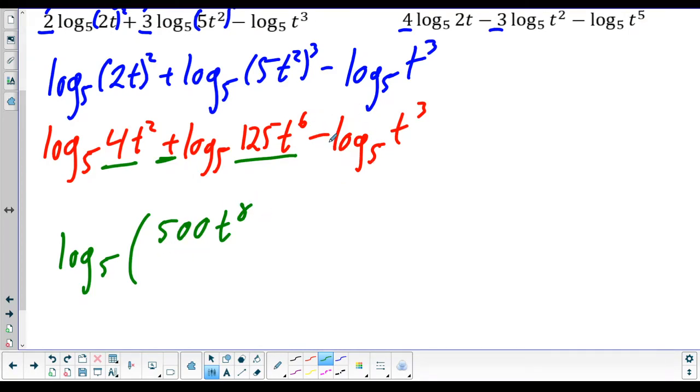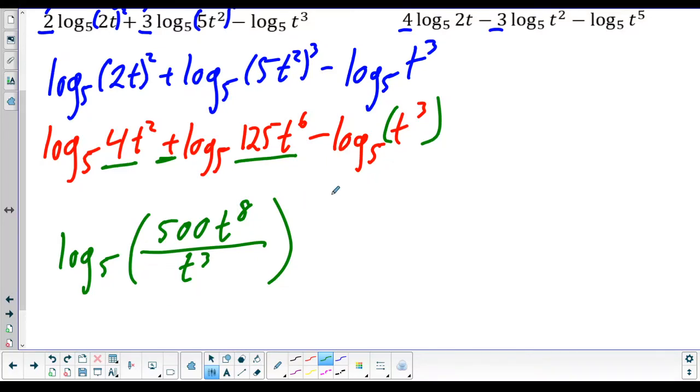Now this one is being subtracted, so we take its argument and we're just going to put it in the denominator of the new argument. So t to the 3rd. Okay. So this is condensed, but we can simplify a little bit. T to the 8th over t to the 3rd, we can simplify that.